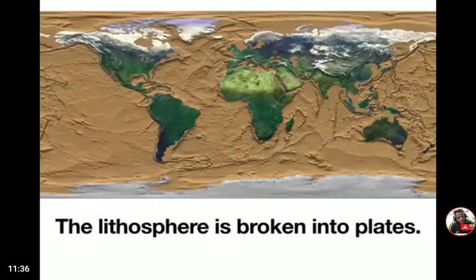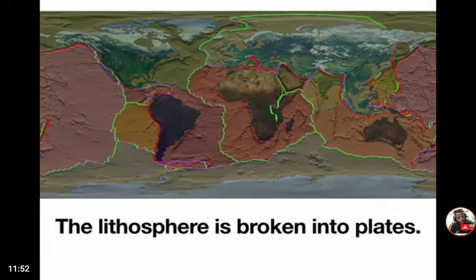So let's get started. The first thing we need to know is this. The outer shell of the Earth, which I gave an example of being the magic shell on a scoop of ice cream, the solid outer crust of the Earth, we call it the lithosphere. It's actually broken into pieces that we call plates. You see them here. You can call them lithospheric plates, tectonic plates, or simply plates.